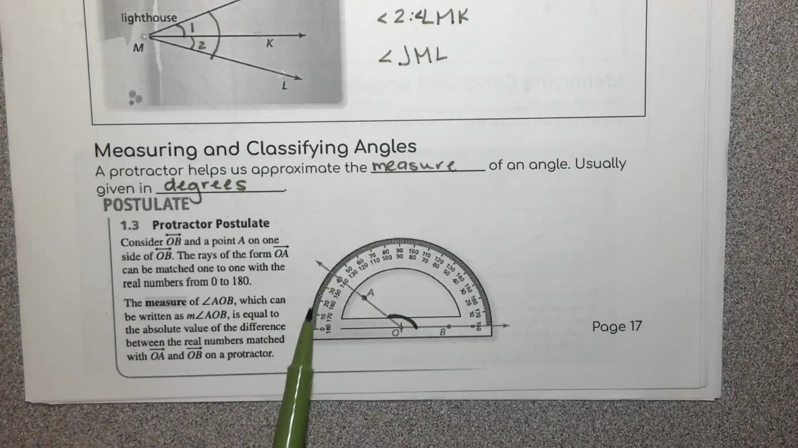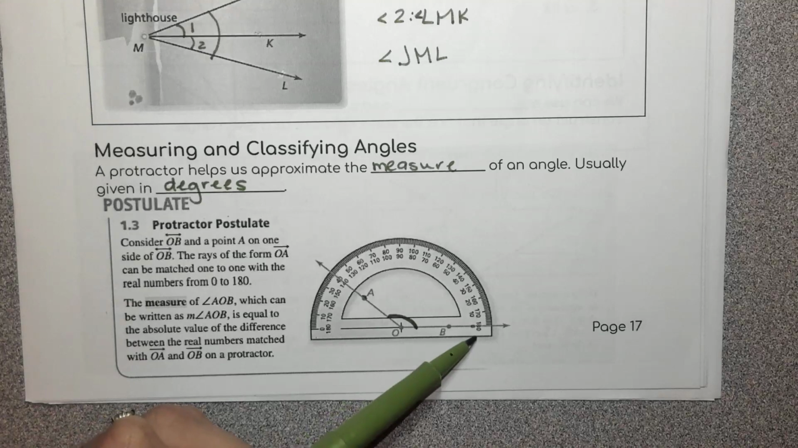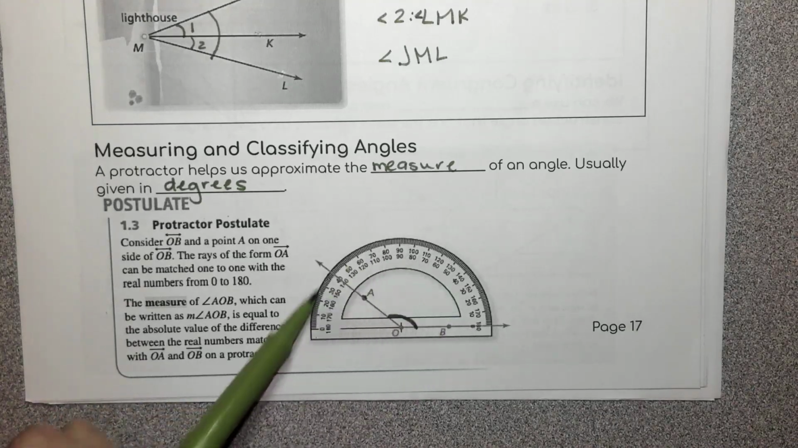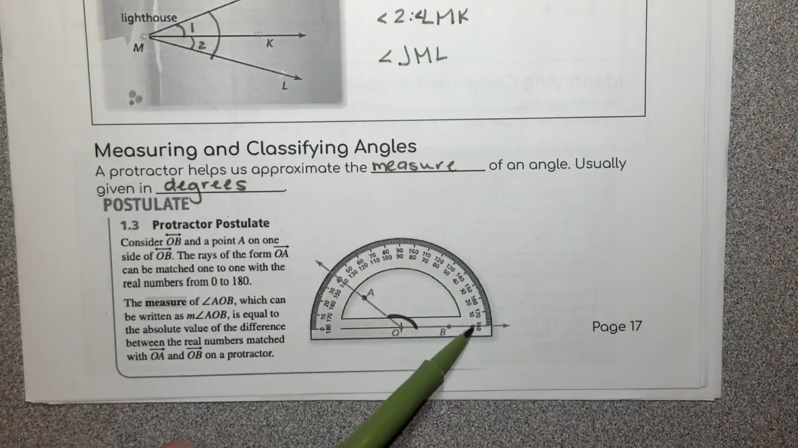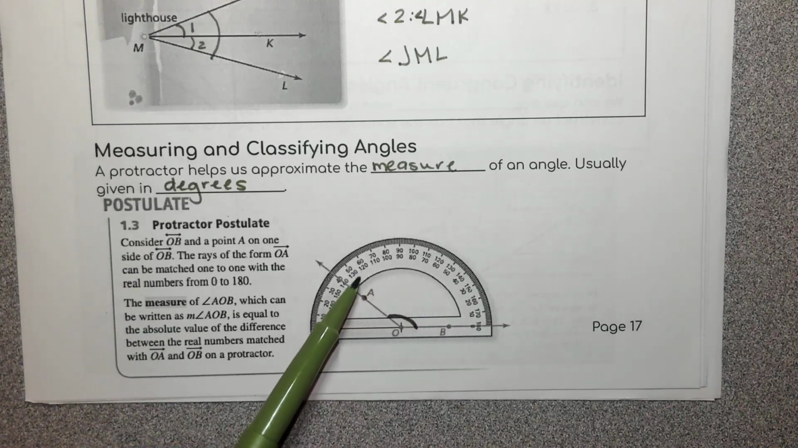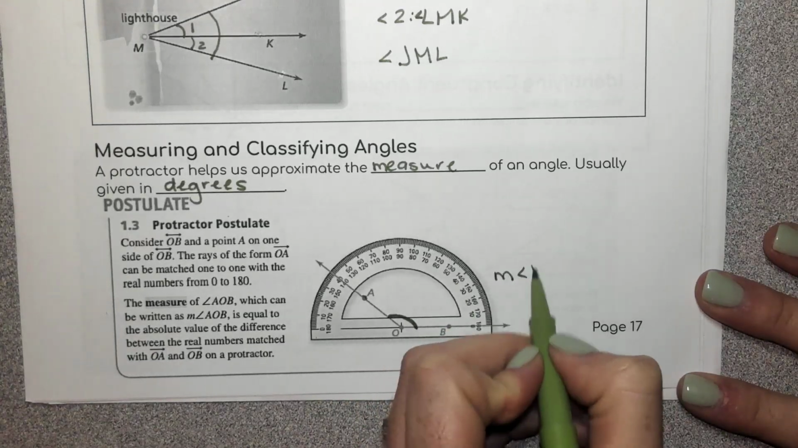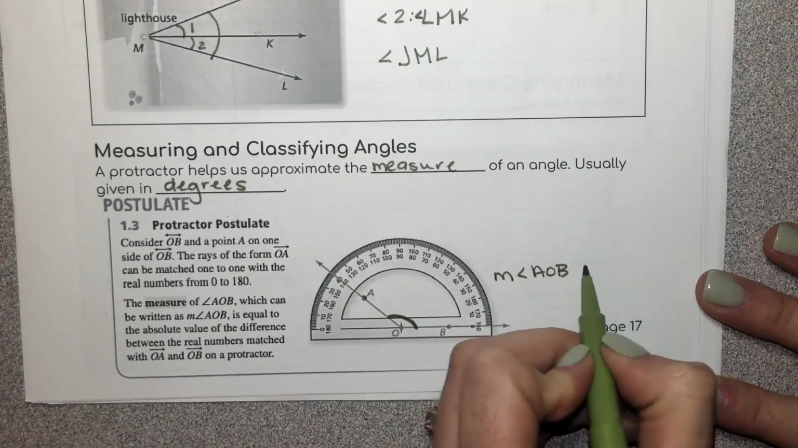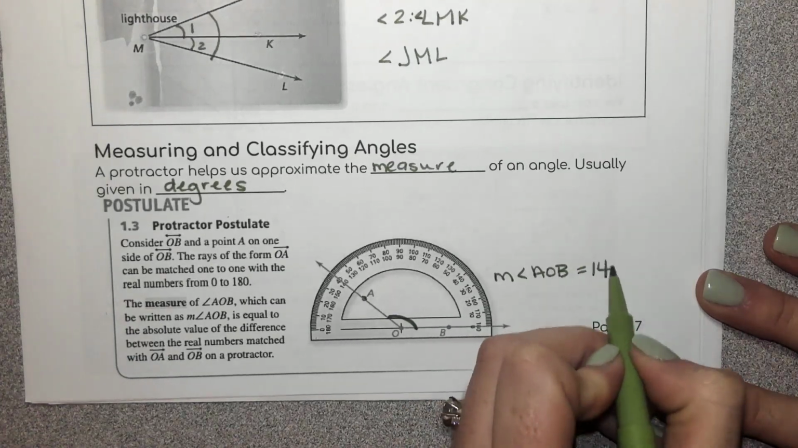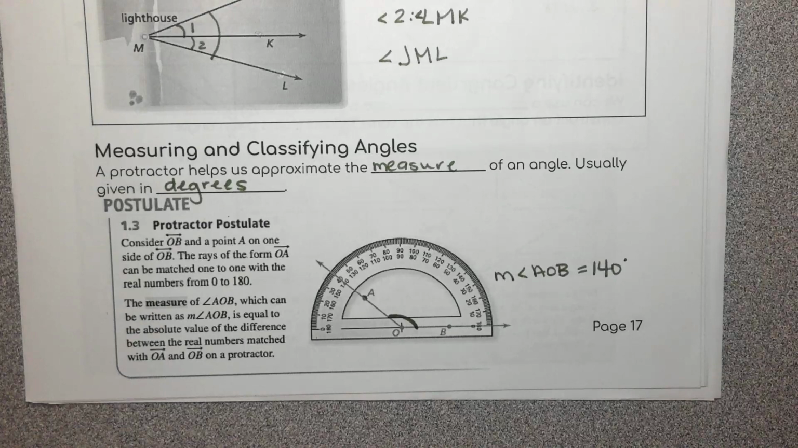Notice the numbers on the top count from left to right. The numbers on the inside go from right to left. So if we're starting here, this is our 0, and we're going to count up. So how many degrees is this angle here? 140. So we'd say the measure of angle AOB is 140, and then we use the little degree symbol.